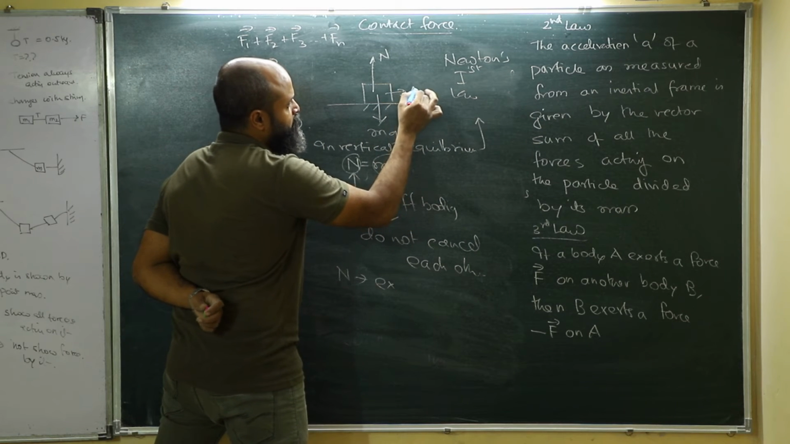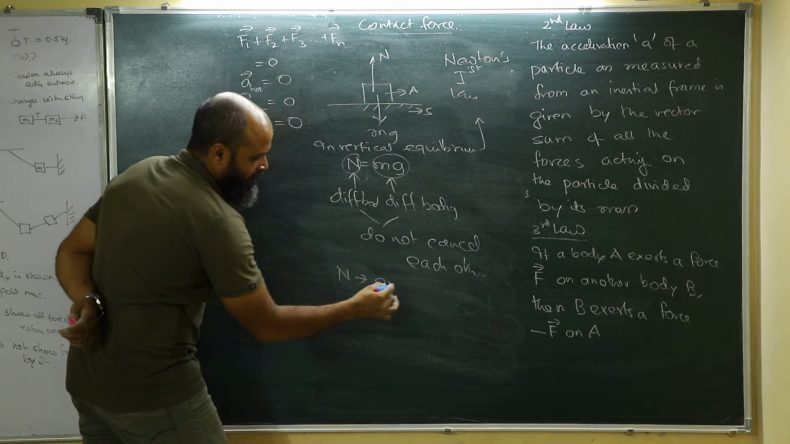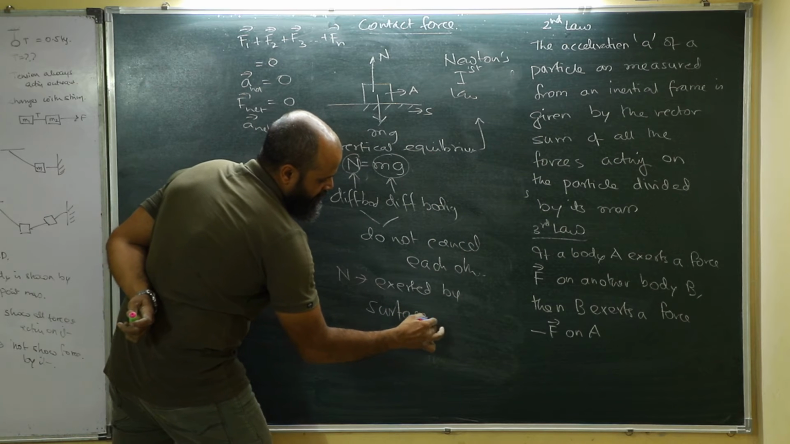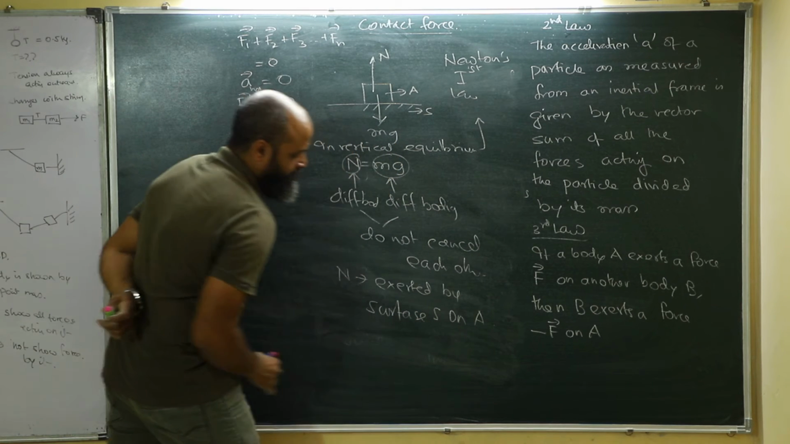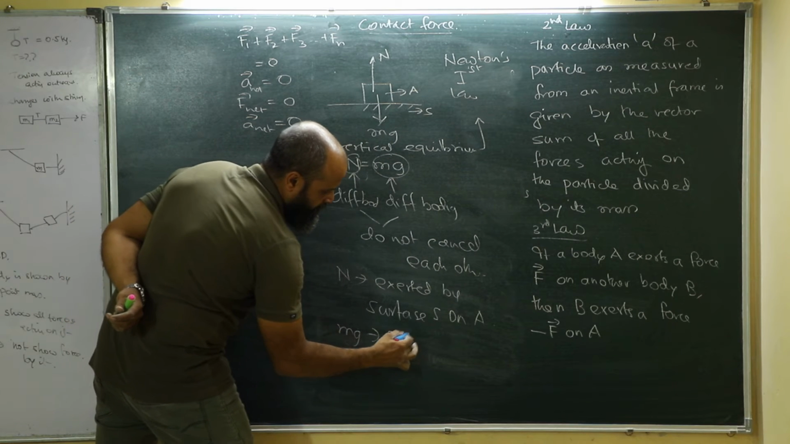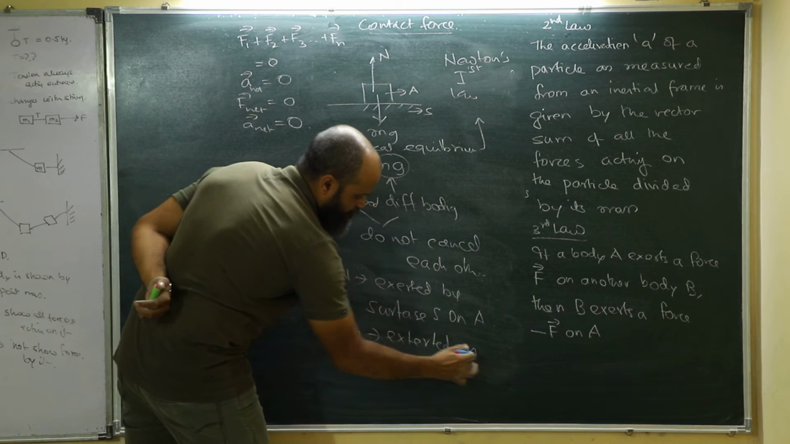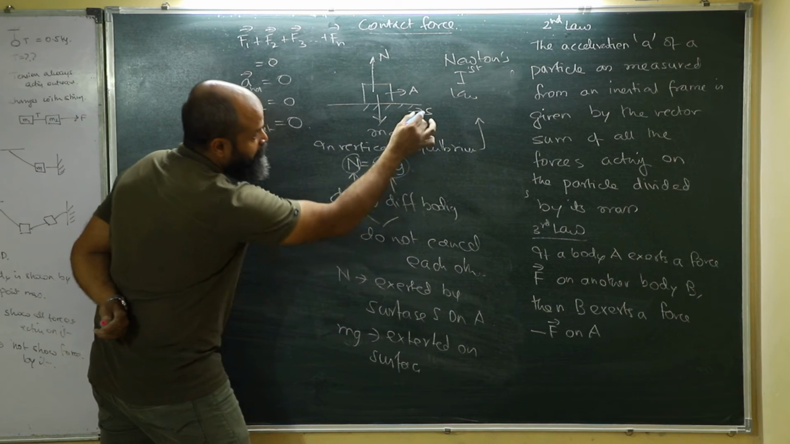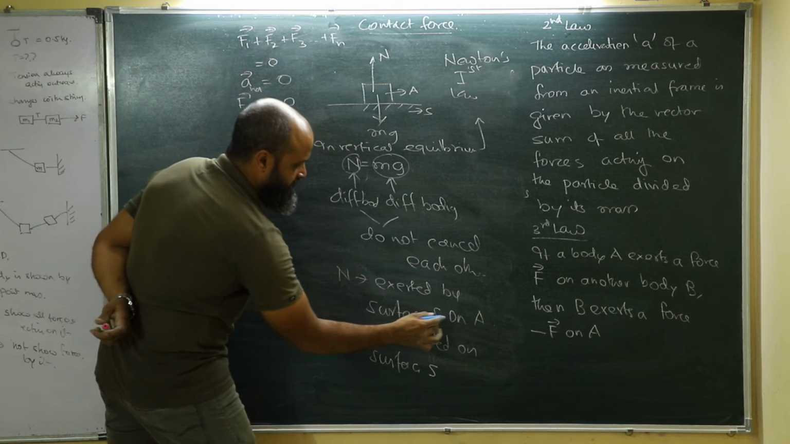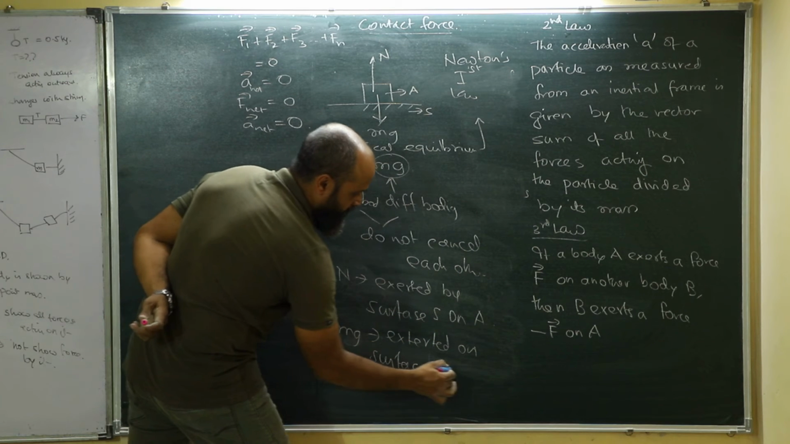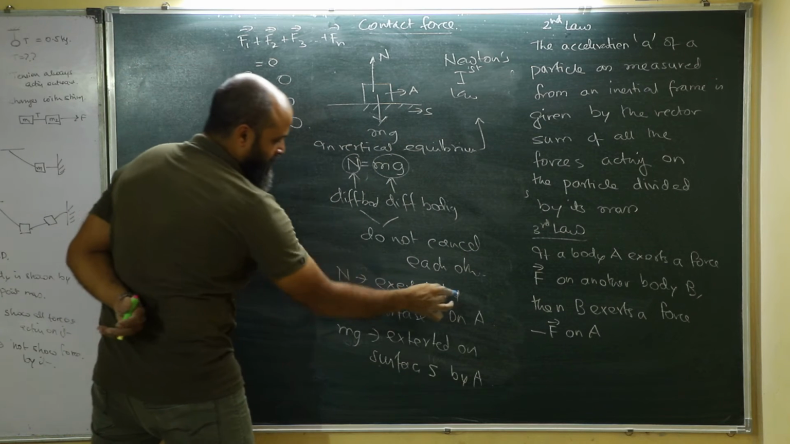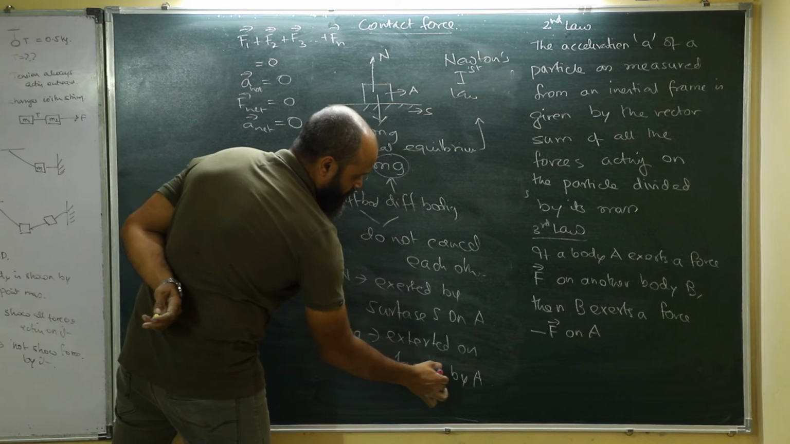this is body A and this is surface S. So normal reaction is exerted by surface S on body A, and the weight mg is exerted on surface S. Exerted by surface S on A, and this is exerted on surface S by A.